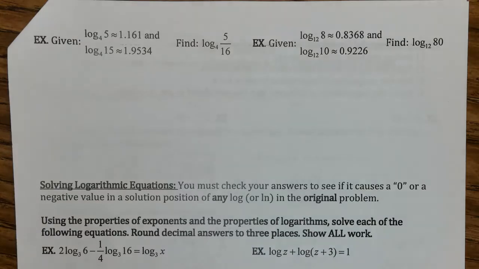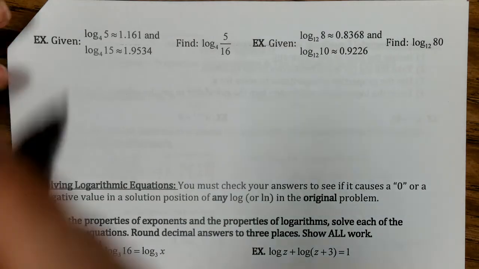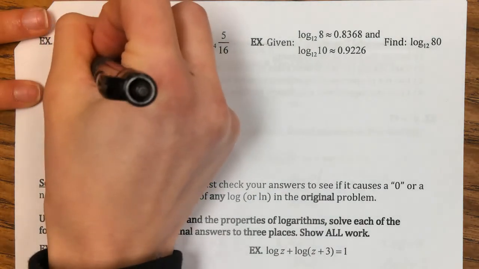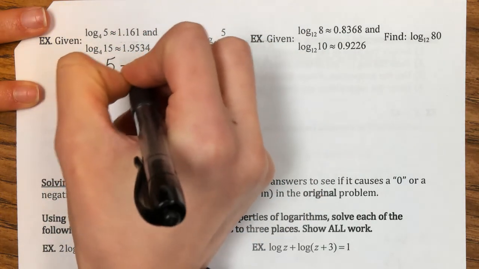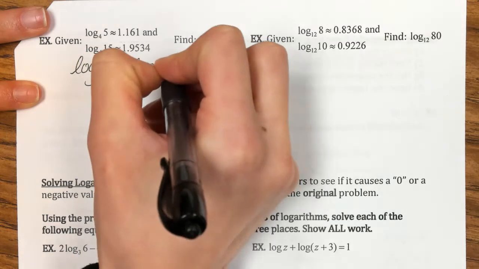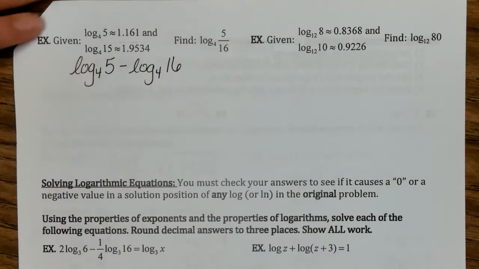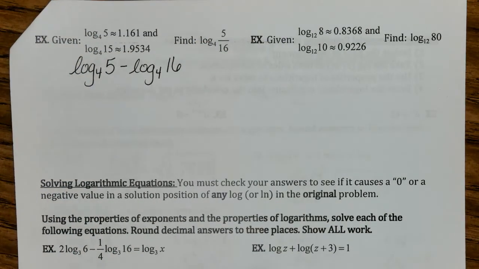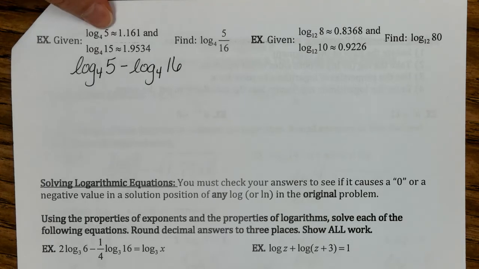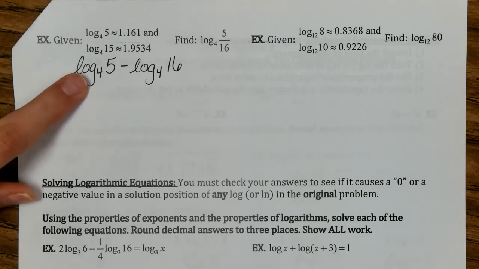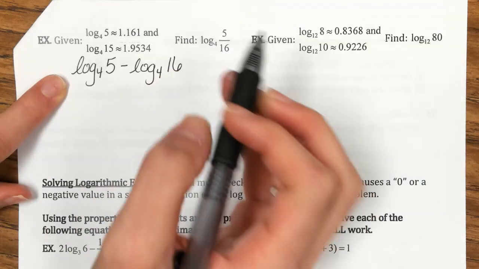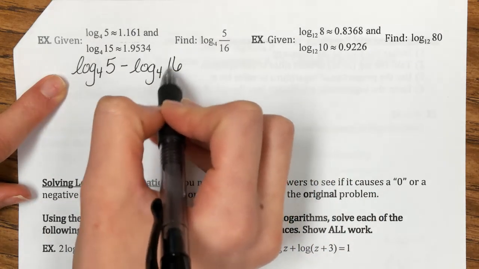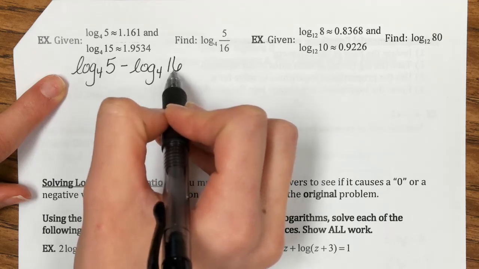I need to separate it. Alright, so I'm going to have log base 4 of 5 minus log base 4 of 16. So remember, I can only work in 4, 5, and 15 because that's what I have here. Okay? Well, this, I'm covered. I need to manipulate this. Can I manipulate it to use a 4, a 5, or a 15?